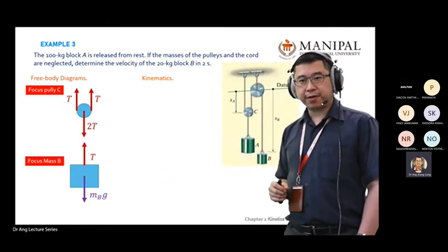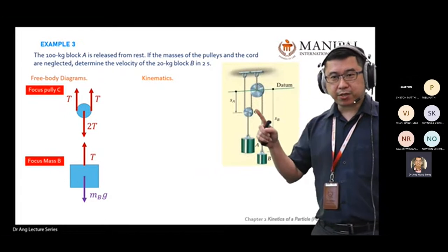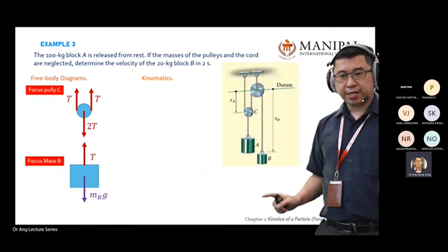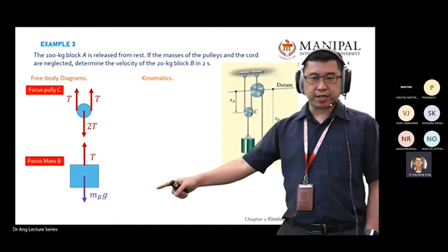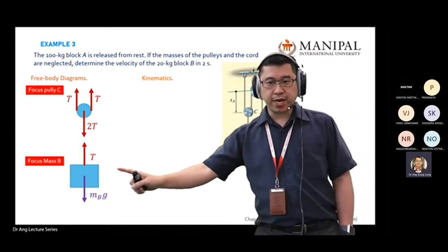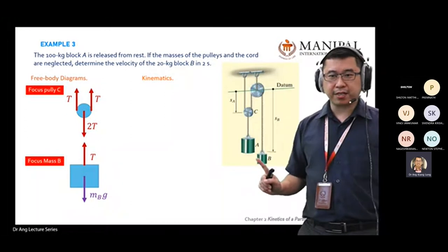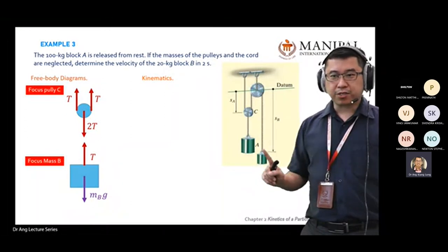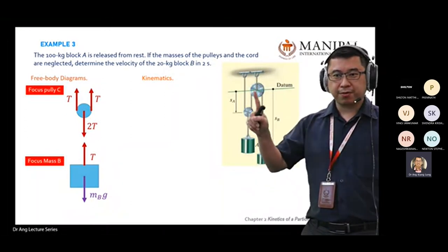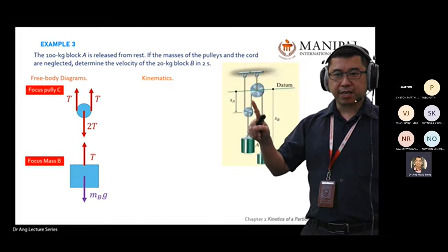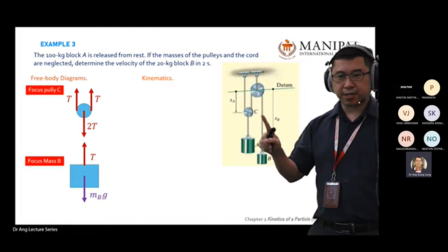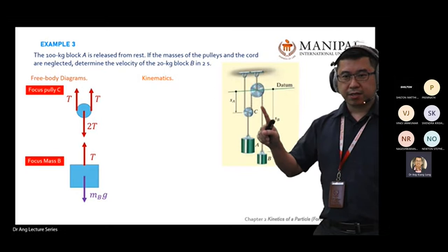The tension will be different based on their position. So any question? You don't understand why for object B suddenly it's not 2T but it suddenly becomes T, because it shares the same cable here. This cable is the same as here. Okay, this cable shares the same load as this one.